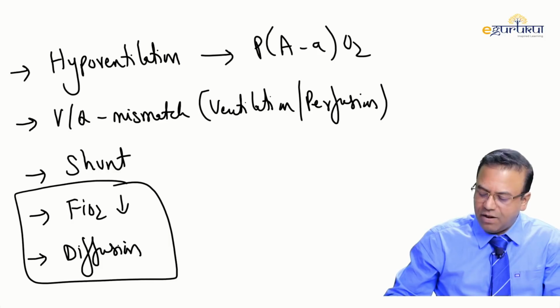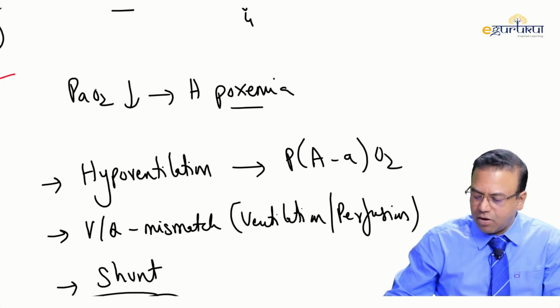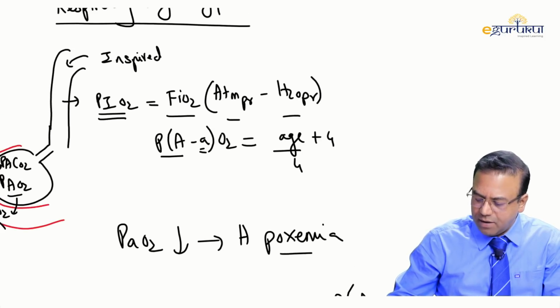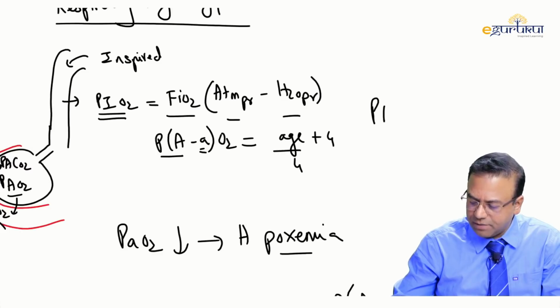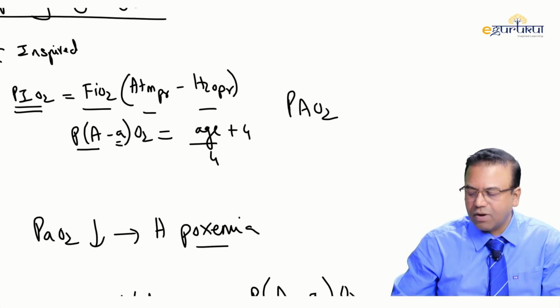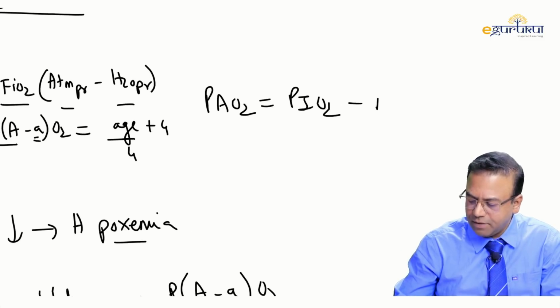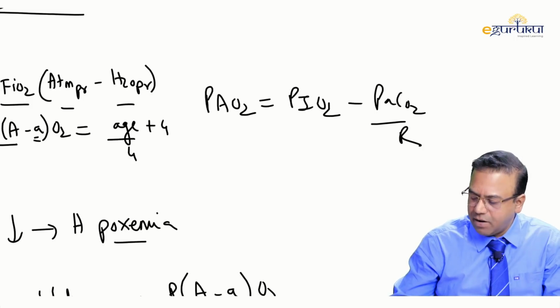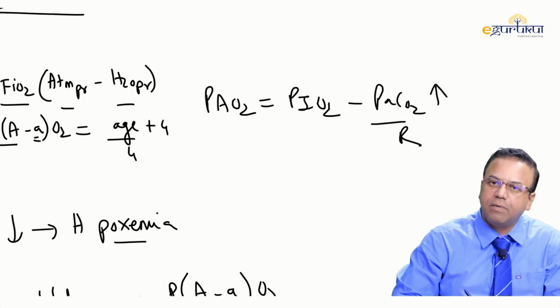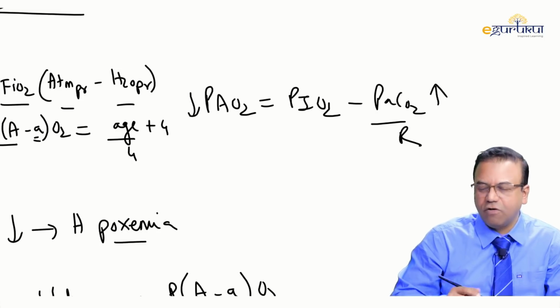If you look at the alveolar arterial oxygen gradient, remember the concept I just told you, that the partial pressure of alveolar oxygen is inversely related to carbon dioxide. Remember, partial pressure of alveolar oxygen is the partial pressure of inspired oxygen minus the partial pressure of carbon dioxide divided by the respiratory quotient. And remember, the higher the partial pressure of arterial carbon dioxide, the lower the partial pressure of alveolar oxygen.